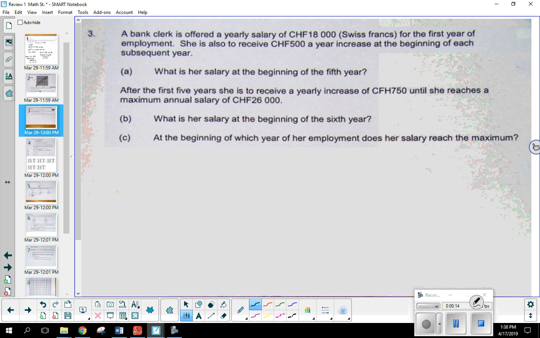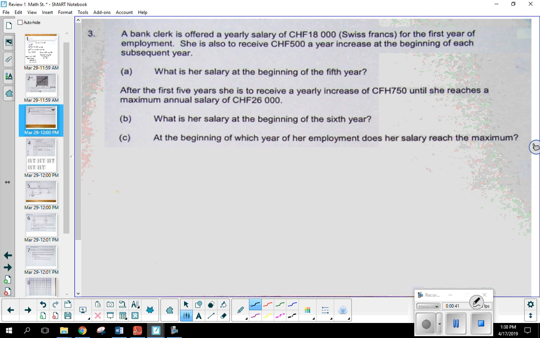Those are fun. Okay, all right, so this one here: a bank clerk is offered a yearly salary of 18,000 Swiss francs for the first year of employment. She's also to receive a 500 franc a year increase at the beginning of each subsequent year. So A, what is her salary at the beginning of the 5th year? Really when it comes down to it, this is just a sequence problem, right?